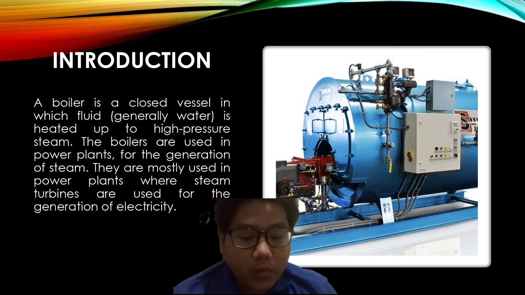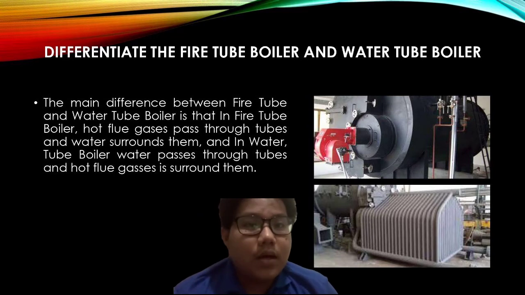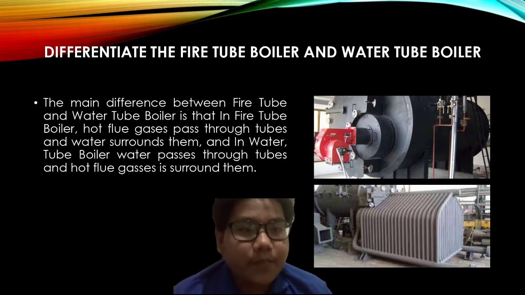For the next slide, we begin by differentiating the fire tube boiler and water tube boiler. In this case, the main difference between the fire tube boiler and the water tube boiler is that in the fire tube boiler, hot flue gas passes through the tube and water surrounds them, while in the water tube boiler, the water passes through the tube and hot flue gas surrounds them.